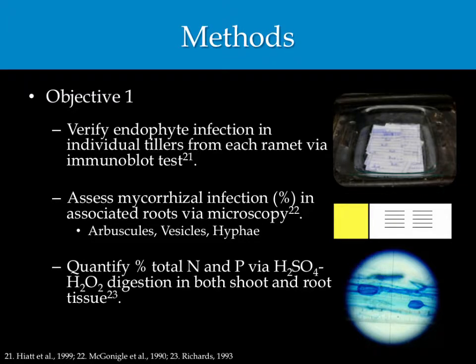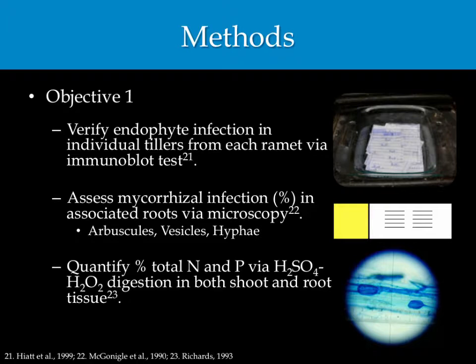For my first objective regarding my plant characteristics, I first verified endophyte infection in individual tillers from these ramets using an Epichloë protein-specific immunoblot assay. So anything that was endophyte infected when it was supposed to be endophyte-free, or endophyte-free when it was supposed to be endophyte infected, didn't make it into my statistical analyses. I threw those out, and not very many of them happened to be that way.